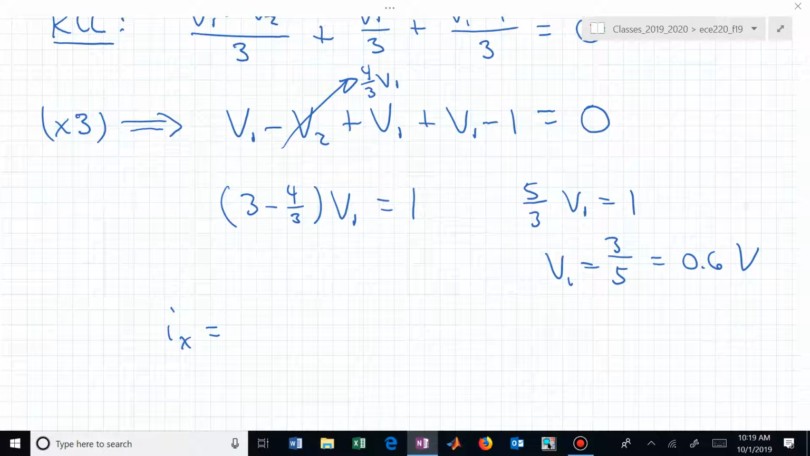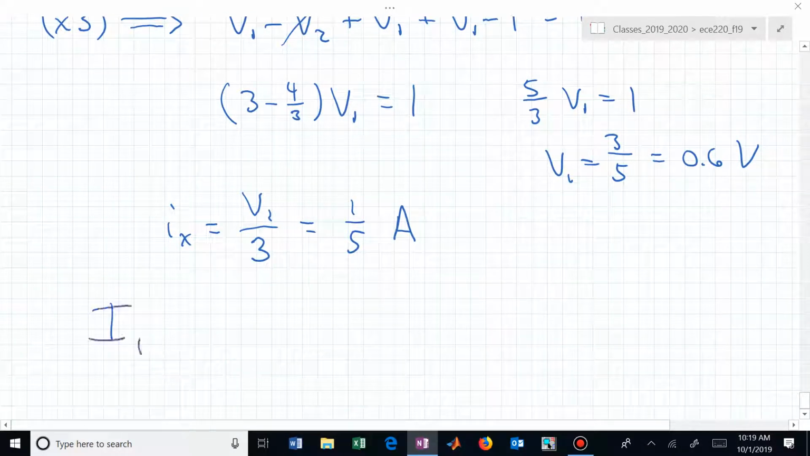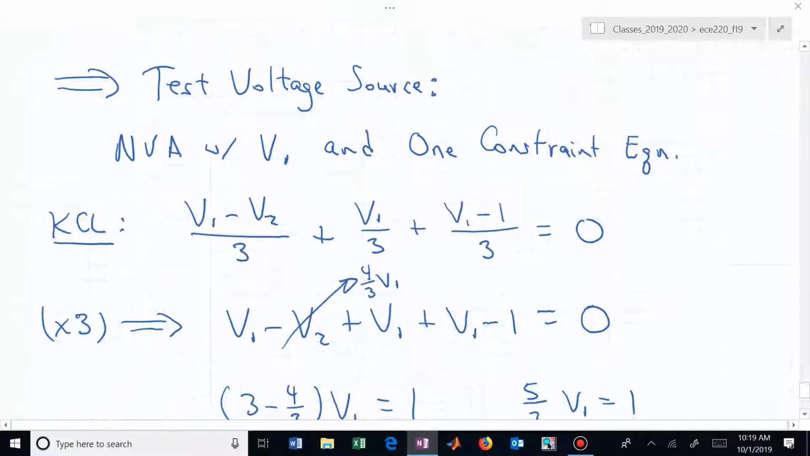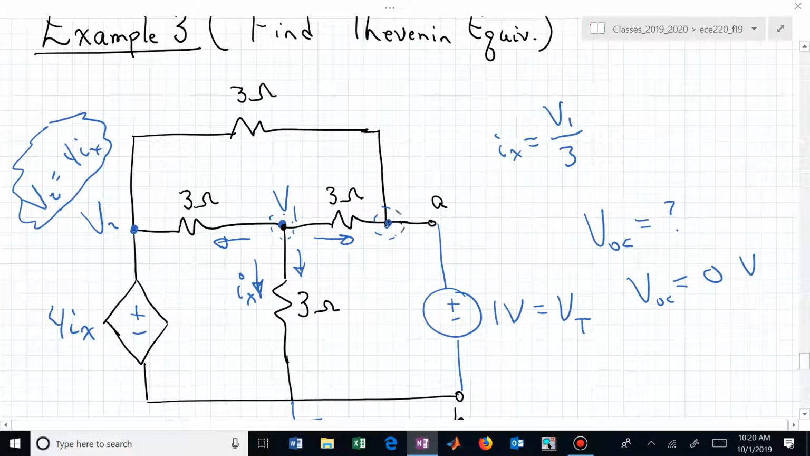I sub x is V1 over 3. Is that what I kept hearing communicated to me? And V1 is now 3/5, so we divide that. So this is now 1/5. Where were we going? We now wanted to find IT. IT was now... Oh, can be found from that. IT is coming in here.